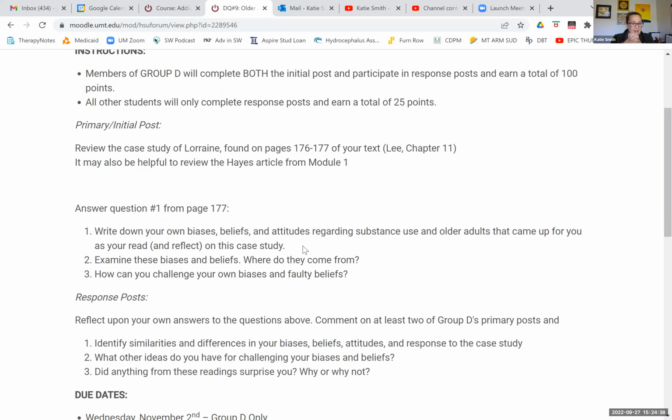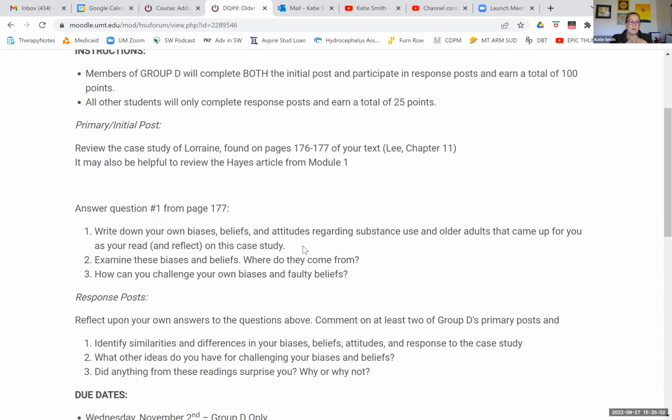Number 3, how can you challenge your own biases and faulty beliefs? So I recognize, gosh, I have these biases and beliefs. This is where they come from. This is a way that I can challenge these and start to change the way that I think about older adults and substance use disorders.